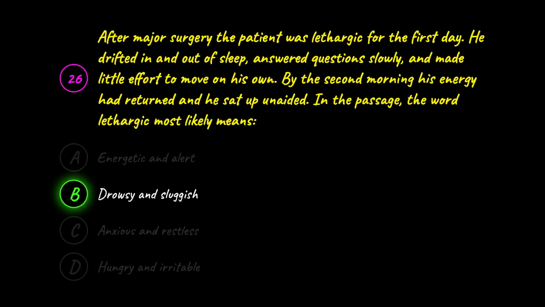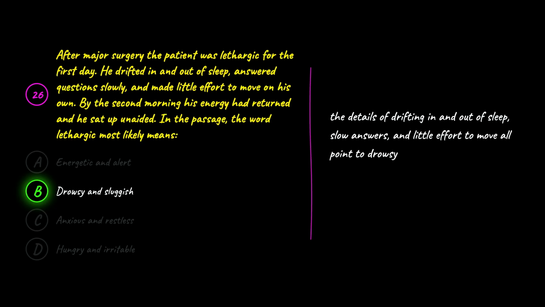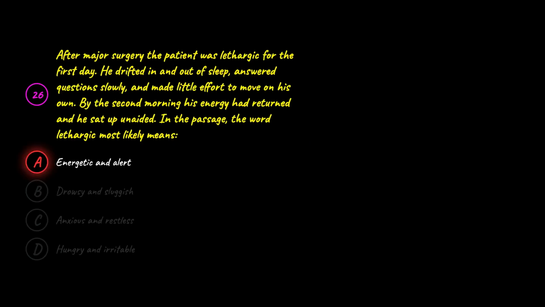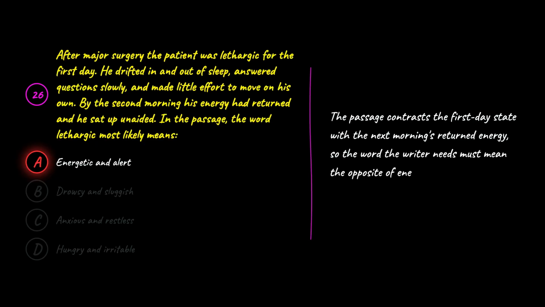The correct answer is B. Drowsy and sluggish. B is correct because the details of drifting in and out of sleep, slow answers, and little effort to move all point to drowsy and sluggish as the meaning, and the energy recovery on day 2 confirms the contrast. A is wrong because the passage contrasts the first day's state with the next morning's returned energy. So the word the writer needs must mean the opposite of energetic and alert rather than match it.